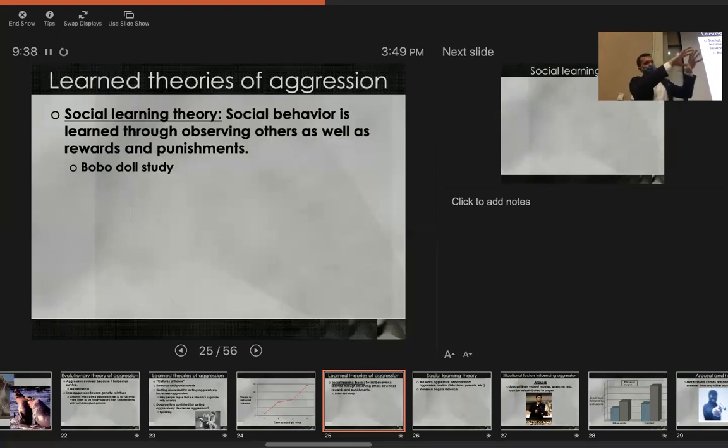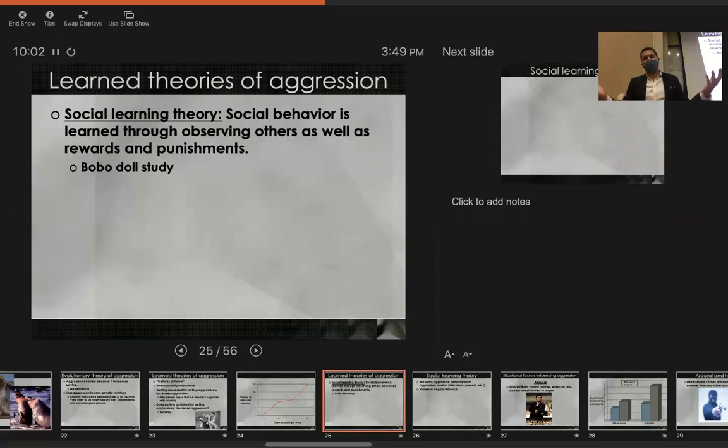And a Bobo doll is a big doll. It's almost life-sized, kind of a small person size. And it's a big balloon with weighted feet, so you can punch it and it'll fall down and pop right back up, right? And so half of the kids in the study were randomly assigned to a condition in which these kids were watching this woman punch this Bobo doll and throw it up in the air and sit on it and punch it, as you'll see in a second.